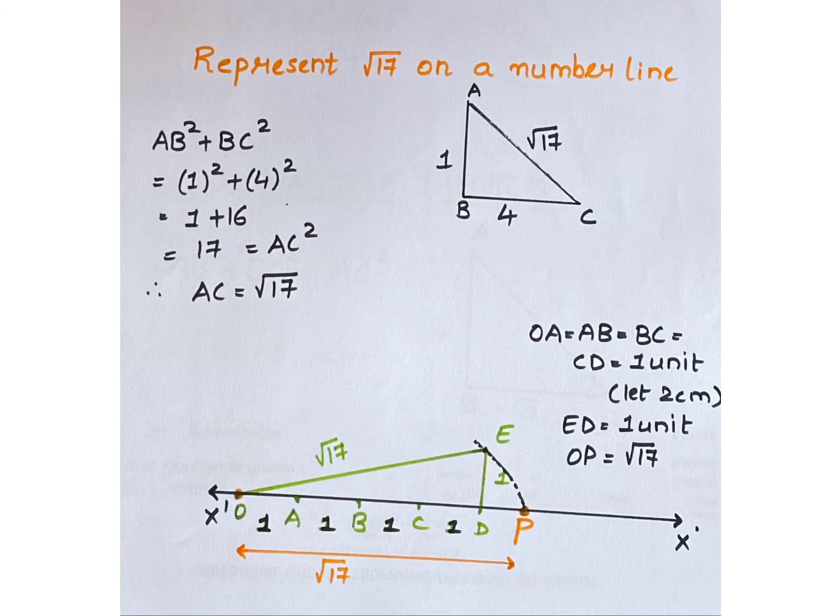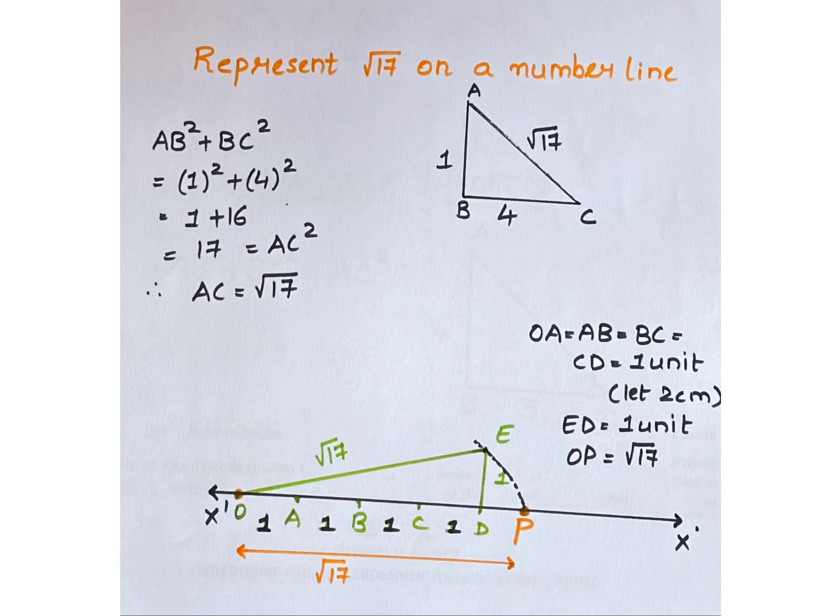So the square nearer to 17 is 16 and it is the square of 4. So the first number is 4 and the second number is obviously 1. So the two numbers are 1 and 4. Now apply Pythagoras theorem. AB square plus BC square. Take AB is equal to 1 and BC is equal to 4. So 1 square plus 4 square is equal to 1 plus 16, which is equal to 17. So AC is equal to root 17.